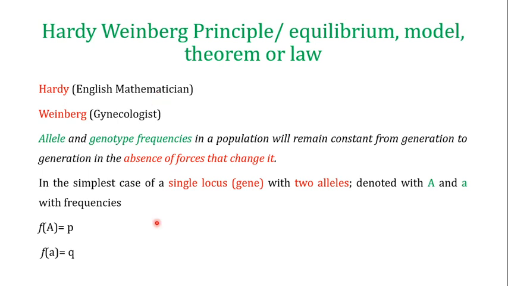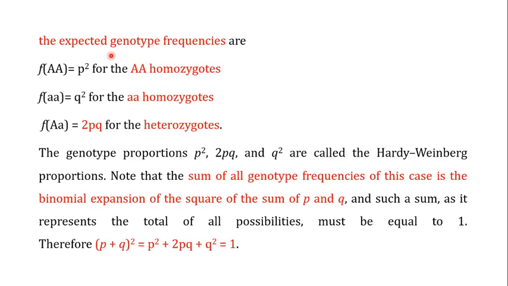So if you talk about the alleles, the frequency of the capital A allele can be represented by the small p, and the frequency of the small a can be represented by the small q. If you convert that into the genotype frequencies, a double capital A will be p square, double small a will be q square, and one capital A and one small a will be 2pq. Now this genotype proportion, p square, 2pq and q square, is called the Hardy-Weinberg proportion. Note that the sum of all genotype frequencies is the binomial expansion of the square of the sum of p and q.